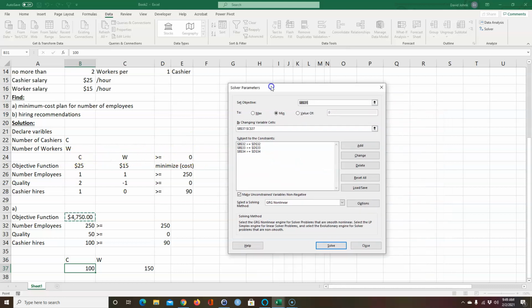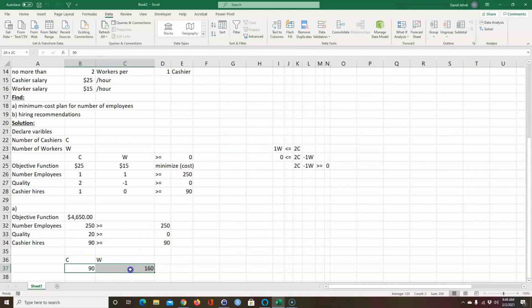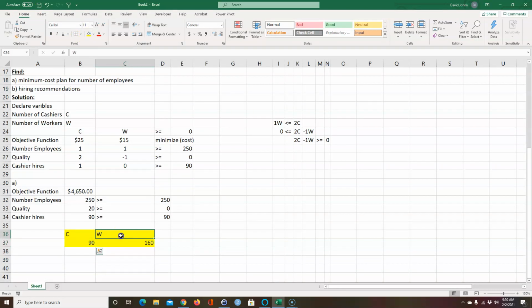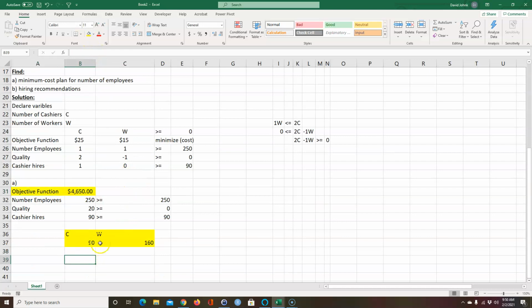in the positive quadrant. And then we'll just go ahead and use simplex because this is linear, simplex linear programming. And I'm going to go solve, go OK, and you'll see that it changed it down here. So this is my answer. So this is how many cashiers I need, and this is how many workers I want to have employed, and the cost for 1 hour of employing those people next year will be $4,650.